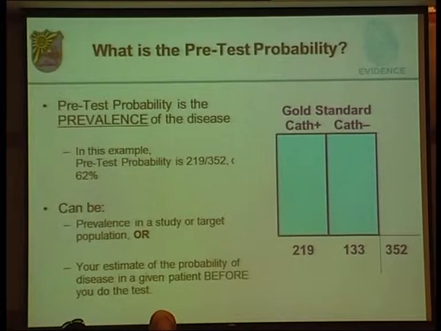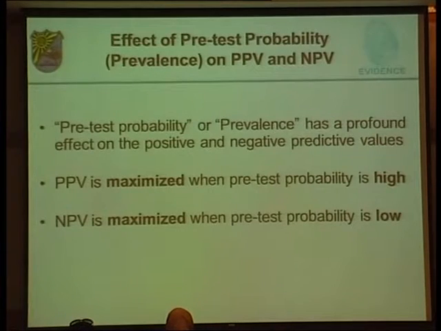But you don't have the luxury in your clinical office to have 352 patients sitting in your office, right? So what this pretest probability is actually your estimate of the probability of disease in a given patient before you do the test. And you start saying, oh boy, I have to estimate something that sounds really imprecise and maybe inaccurate. Okay.